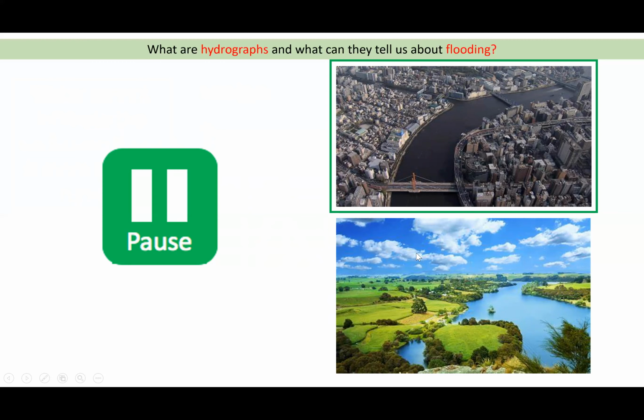This picture here is likely to have a very, very small flood event, if they have a flood event at all. And the reason for this is we can see that there are lots of forested areas. There's lots of vegetation which is able to intercept the rainfall and stop it going in the river channel. And there's lots of permeable surfaces, so the water will be able to infiltrate through the soil and not end up in the river channel.